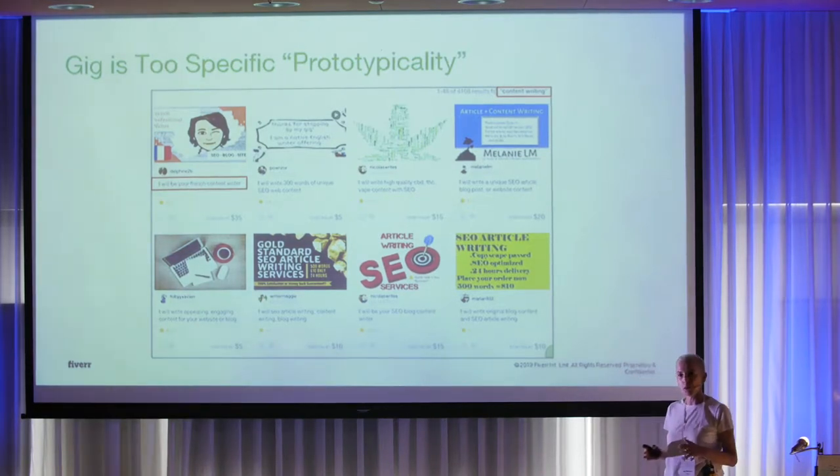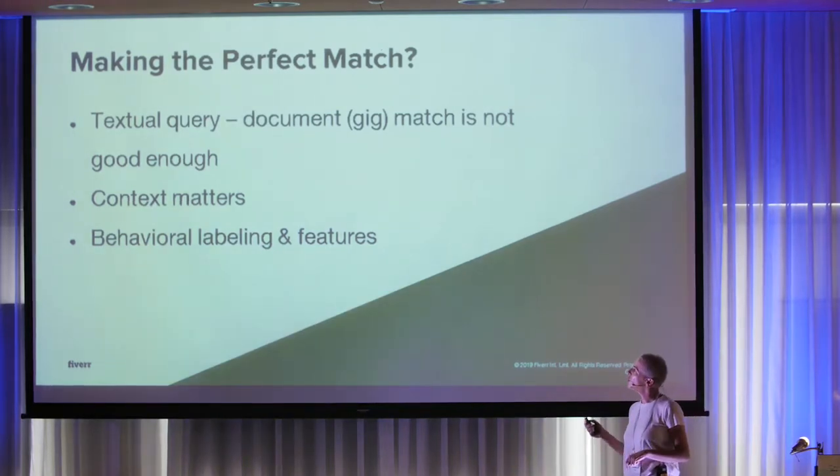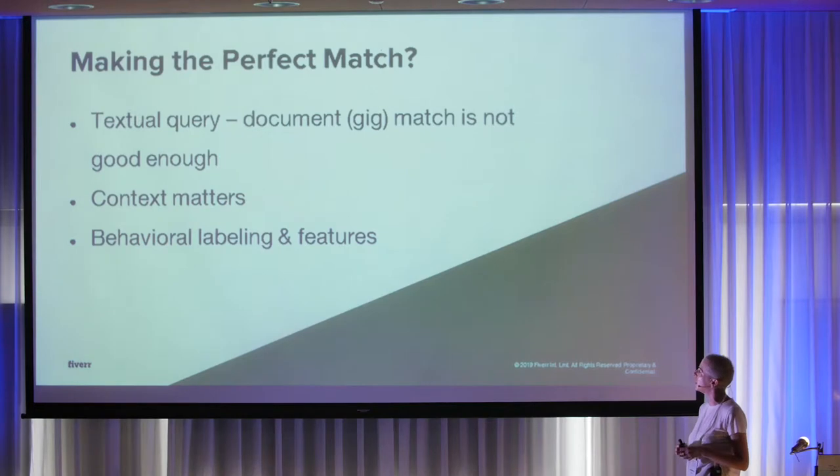And in general, although the search problem is very common to many marketplaces, each marketplace has its unique challenges. At Fiverr, our unique challenge is our service: unlike a SKU, for example in Amazon, where a SKU identifies exactly the product, for Fiverr the same service can mean different things, and different services can have the same description. So it's more vague and soft in that way. So our challenge is to make the perfect matches, and as I showed you, just textual query-document match is not good enough. We need to apply some more advanced methods, contextual methods, and of course the behavior of the users on the website can give us a lot of information regarding making a better match.